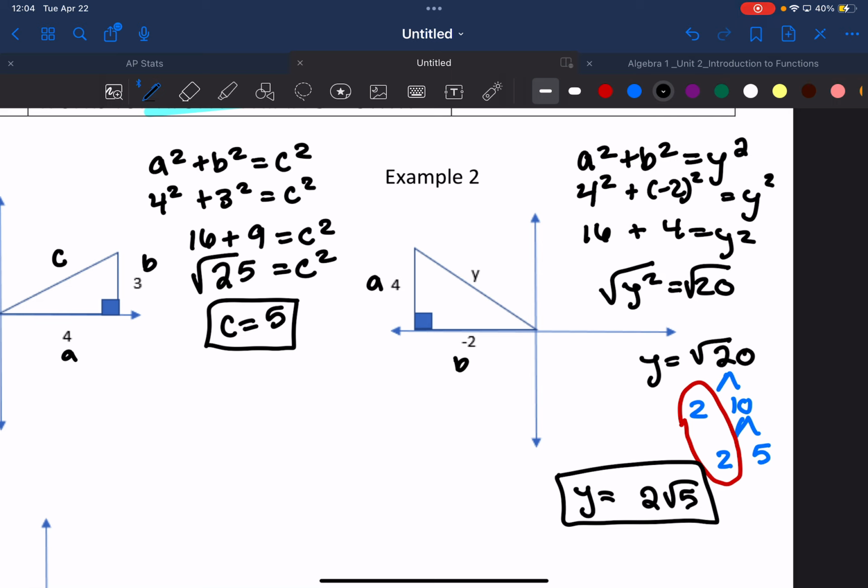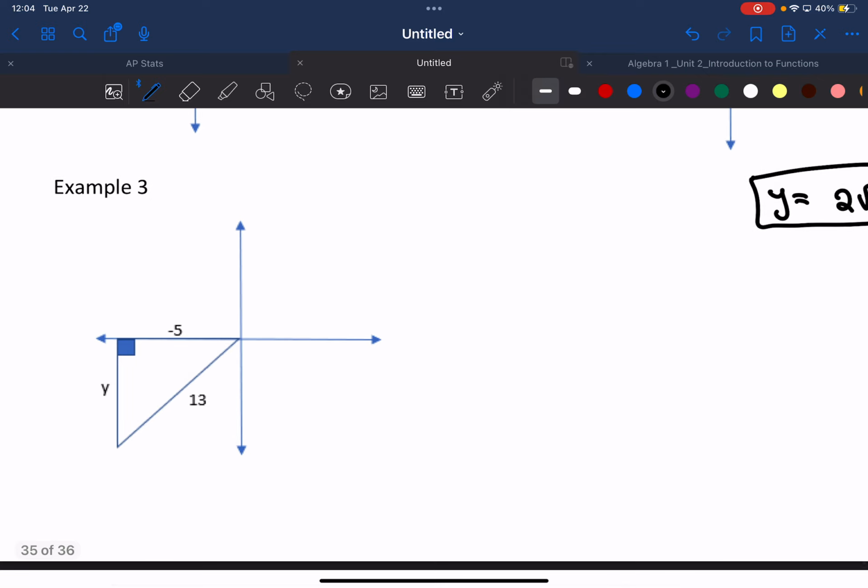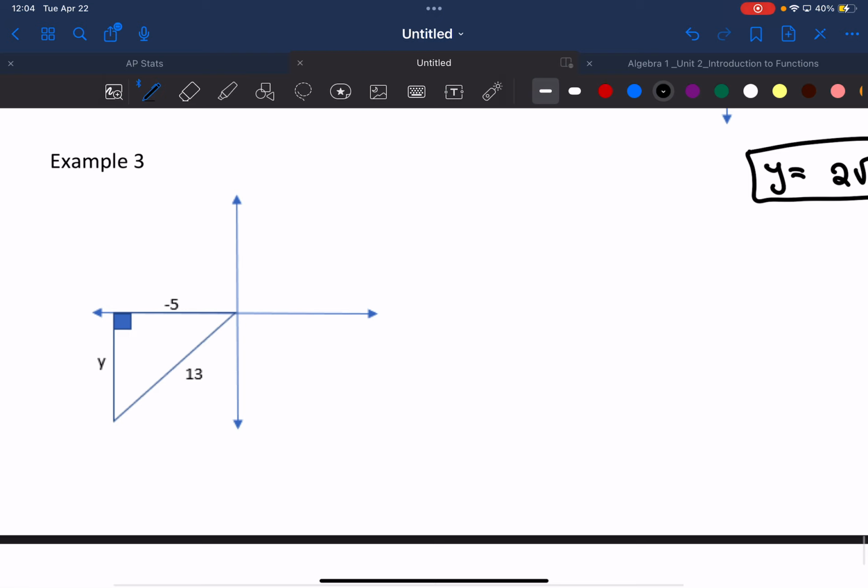Okay. Any questions on 1 or 2? Okay, number 3. What sides of the triangle do they give us? They give us a leg and a hypotenuse. So I'm going to label this one A and this one C. But notice that the other leg is already labeled as what variable?